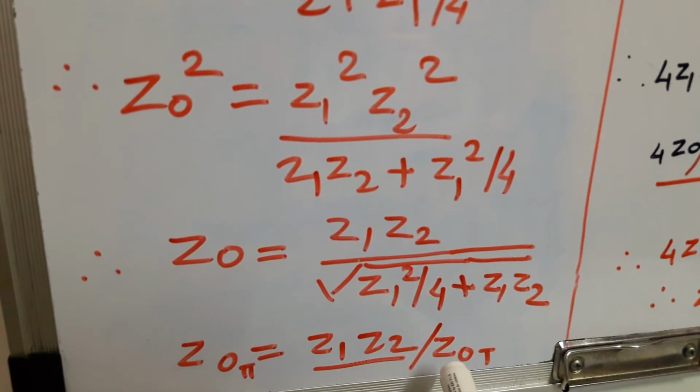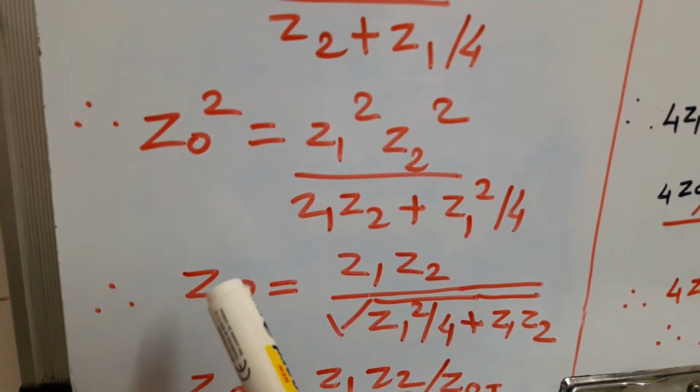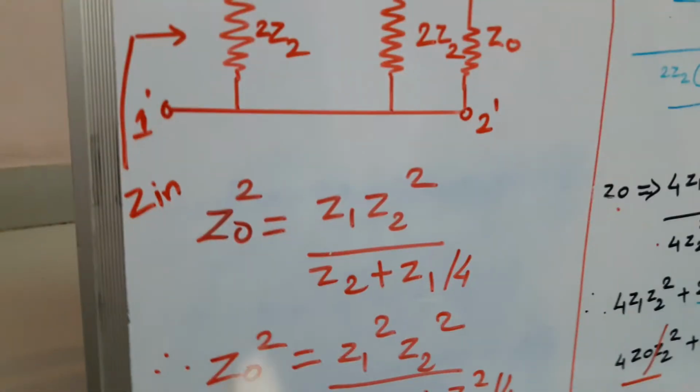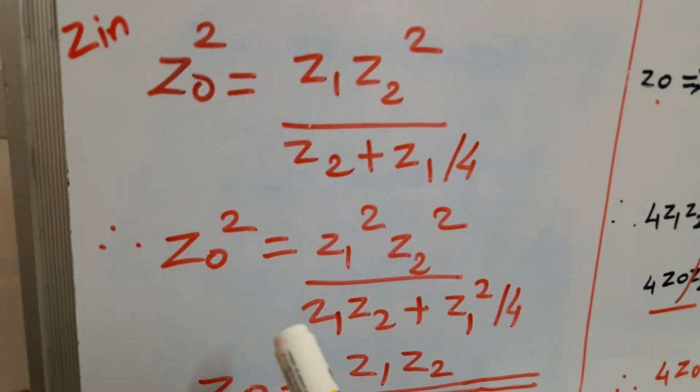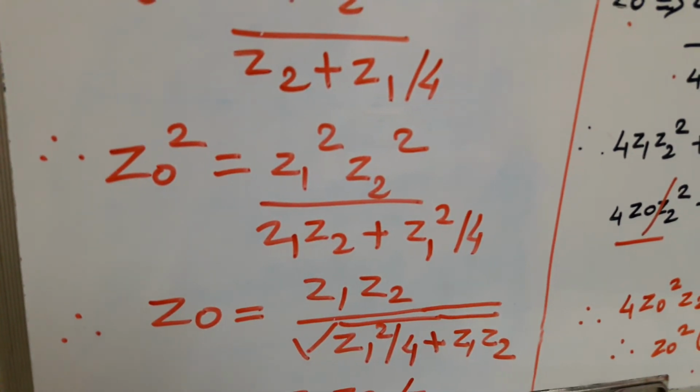If you don't want to make this adjustment, keep this under root sign as it is. So simply in terms of Z1 and Z2 values, that is this is Z1 and this is Z2, simply in terms of Z1 and Z2 values we can have the characteristic impedance for the symmetrical pi network.